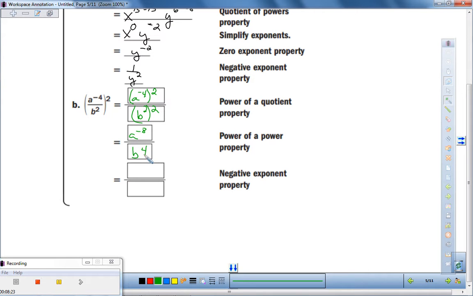Now, this one's positive on the bottom, so we're just going to go ahead and leave that on the bottom. To make this positive, we're going to put it underneath. And so we end up with 1 over a to the 8th power, b to the 4th.